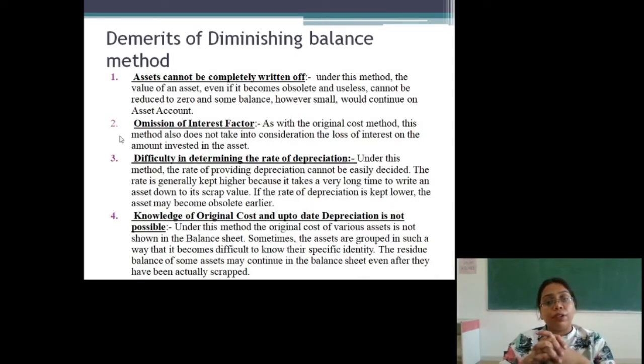So the merits of the diminishing balance method: assets cannot be completely written off. Under this method, the value of the asset, even if it becomes obsolete and useless, cannot be reduced to zero. Some balance, however small, would continue in the asset account. So this is the disadvantage of this method, that the value of the asset cannot be brought down to zero even if the asset becomes obsolete and is not being put to use.